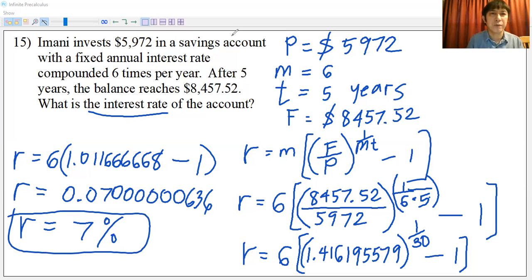Let's check and verify. There, 7%. And that's it. That will be our 15th example.